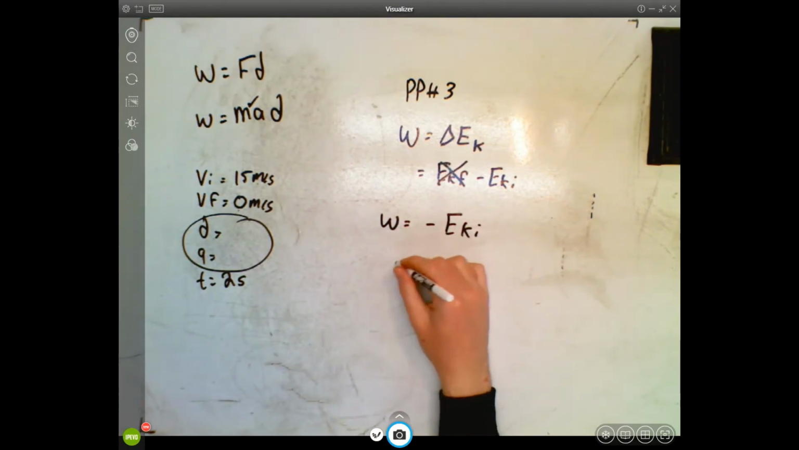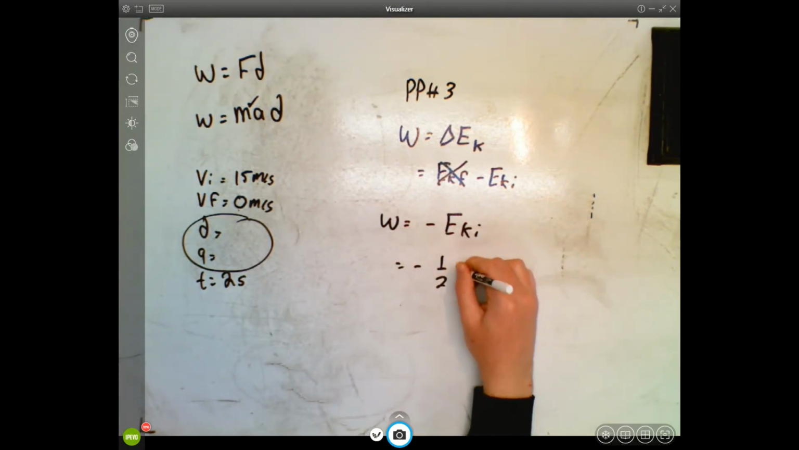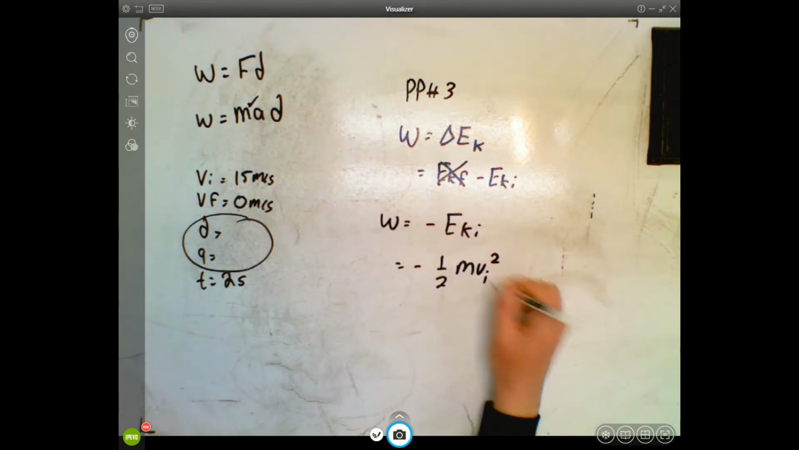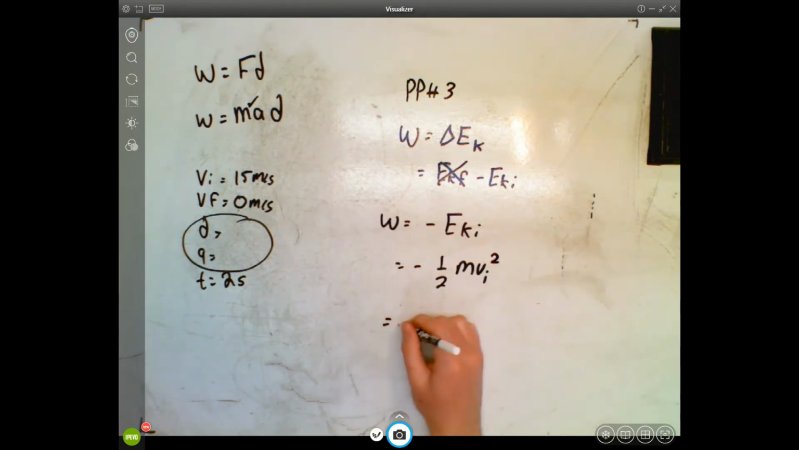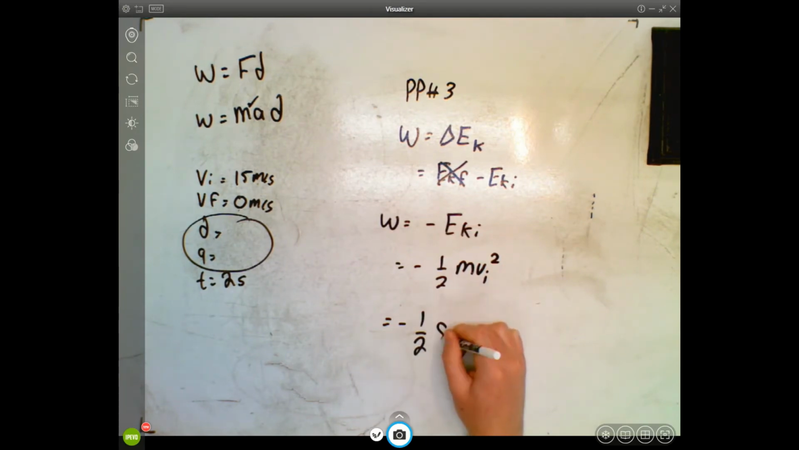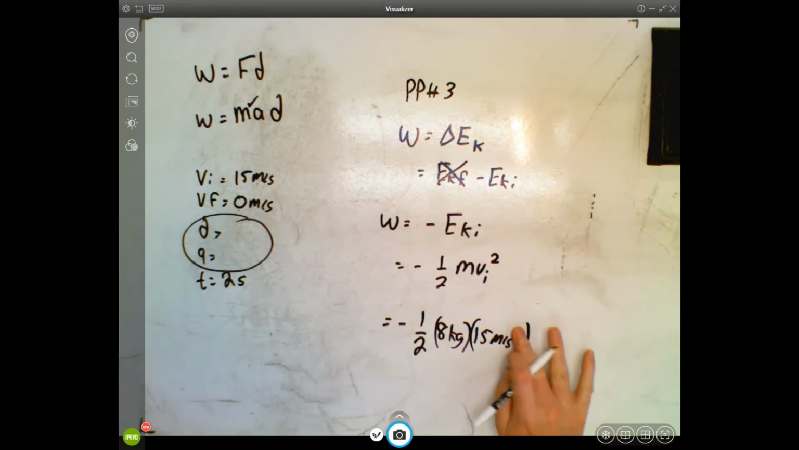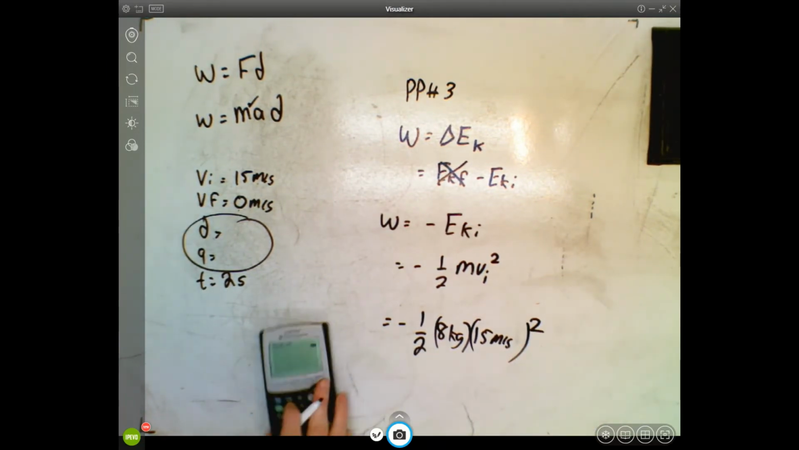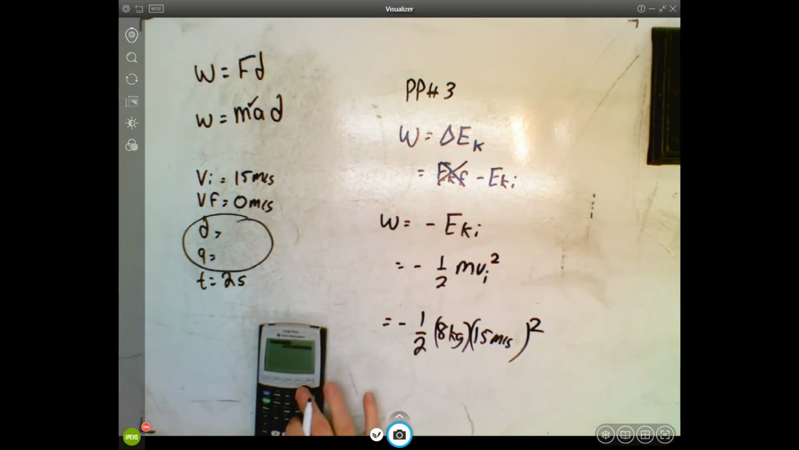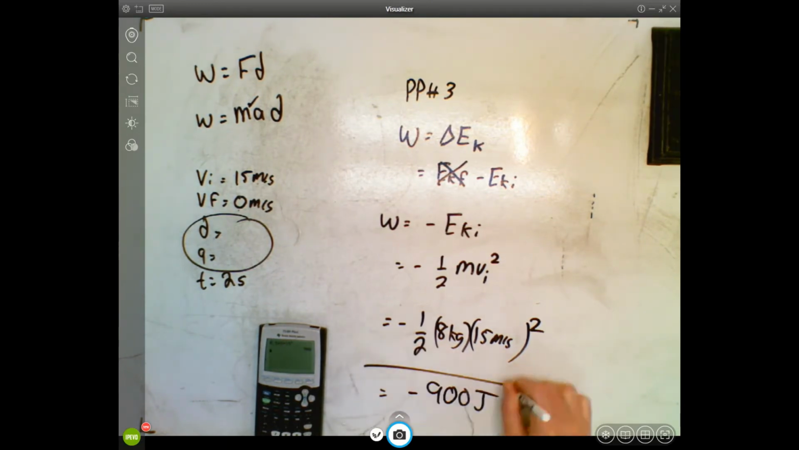And we know that our kinetic energy initial is just 1/2 mv squared with our initial speed. So it would be 1/2 our 8 kilogram wagon and our initial speed, which is 15 meters per second, squared. And that negative, I'll talk about the negative in a sec. So 1/2 times 8 times 15 squared gets us 900. But because of that negative there, it'd be negative 900 joules.